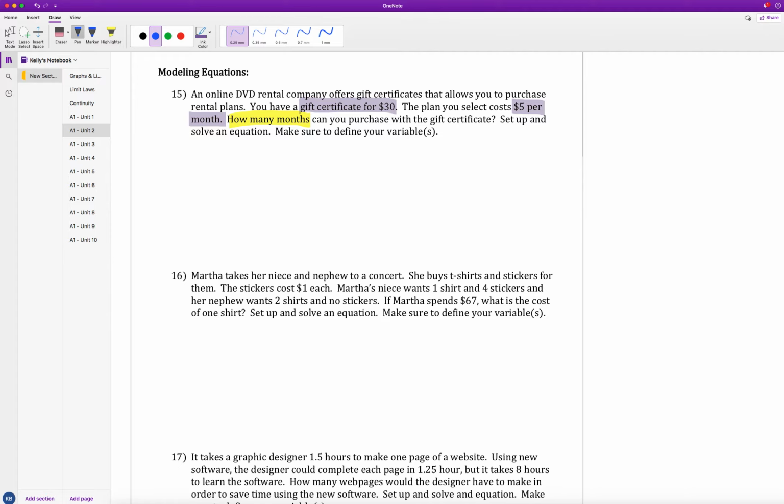Our variables should be anything that we're looking for. In this example, they want to know how many months we can purchase. So I'm going to let M for months equal the number of months, because that's what we're solving for, the number of months that we can use this gift certificate with. So we've now defined our variables. So I've set up and defined my variables, so I'll check that off.